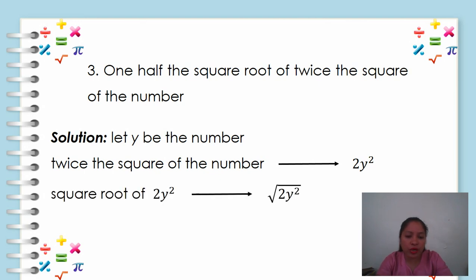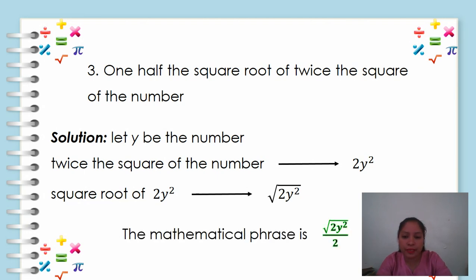Square root of 2y squared, that is square root of twice the square of a number. So, we are going to use the radical sign for the square root. Square root of 2y squared. And then, dun sa ating verbal phrase, we have 1 half. Ano? 1 half the square root of twice the square of a number. So, therefore, the mathematical phrase is the square root of 2y squared over 2.